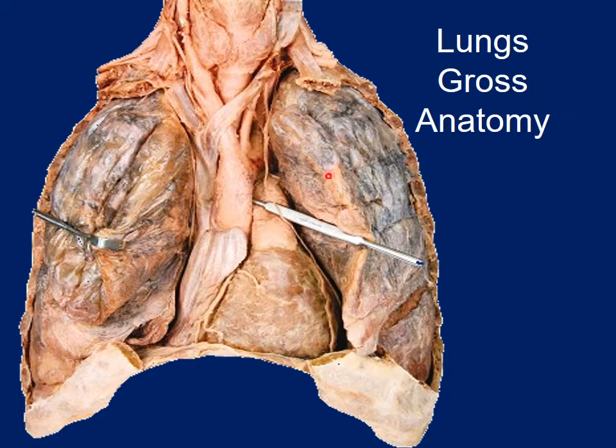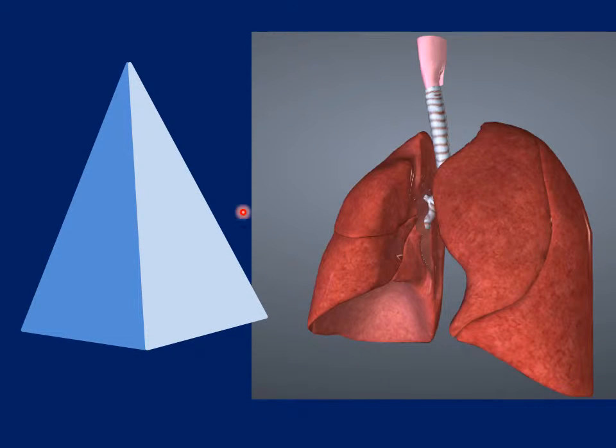A couple things to point out. You see this, it's a little bit shiny. You see this covering over the lung. It's a little bit shining. That's actually a membrane covering the lung, and we'll talk about that. But first, a couple of notes here.